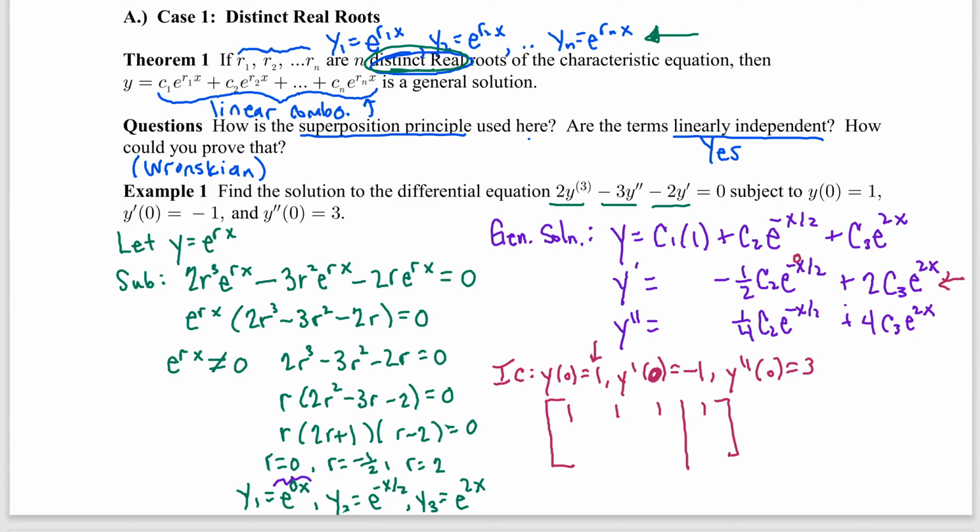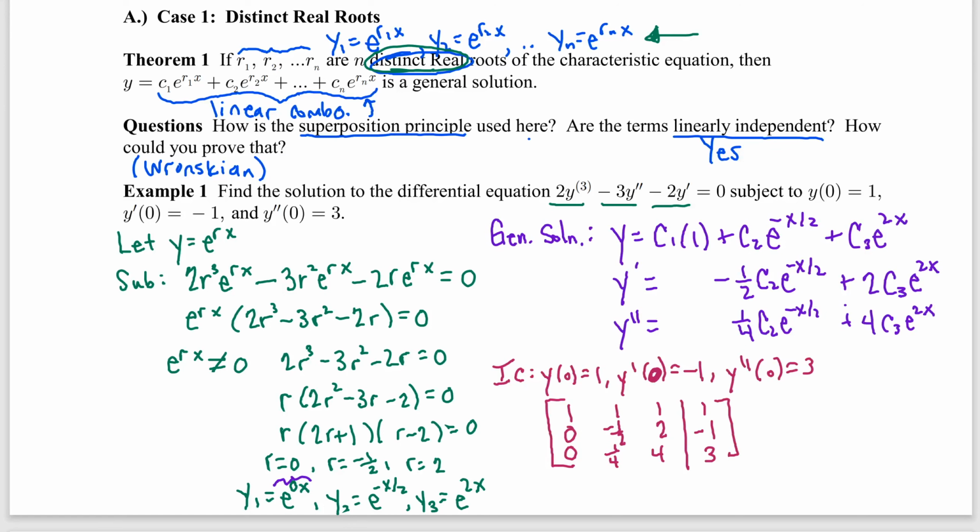Applying our second initial condition, we're going to use our first derivative, and we're plugging 0 in for x. We're going to plug in a 0 here and a 0 here. Notice in this case, the coefficient of C sub 1 would be 0. We have -1/2 times C sub 2 and 2C sub 3, and we set this equal to -1. Finishing off with our third initial condition here, our second derivative, plugging 0 in for x. The coefficient of C sub 1 is again 0. C sub 2 is 1/4, C sub 3 is 4, and this one is equal to 3.